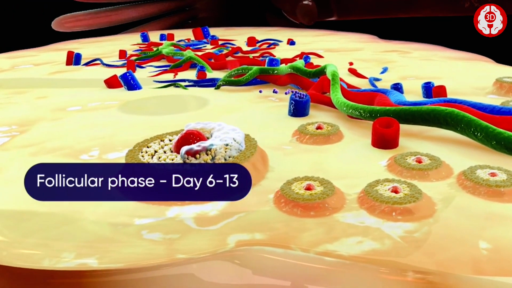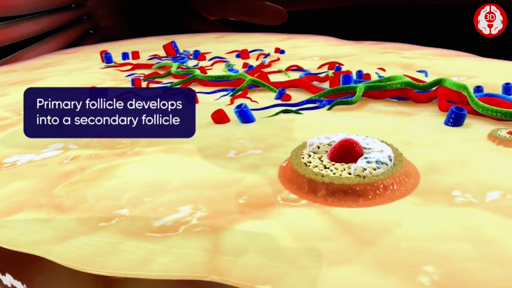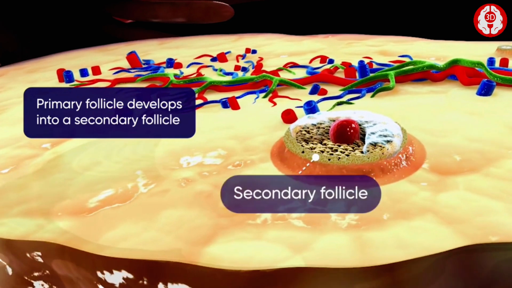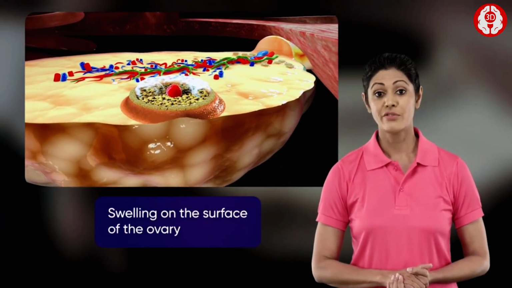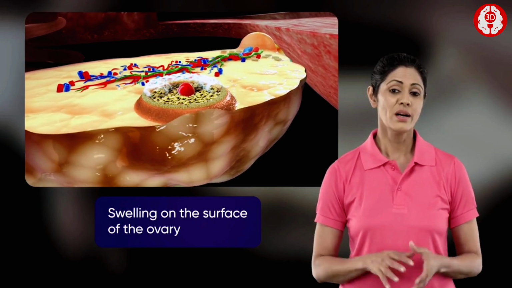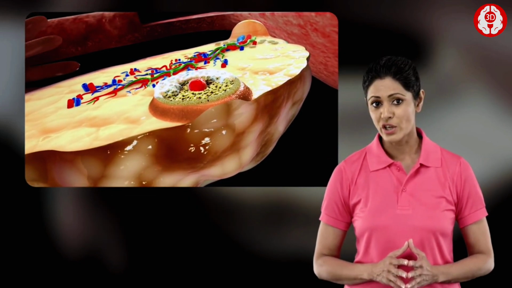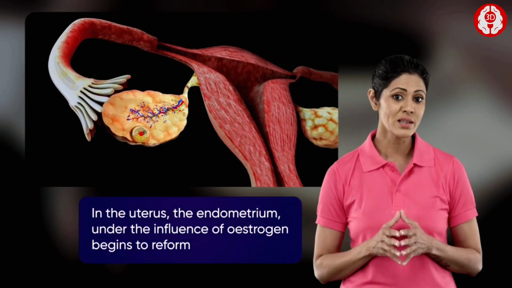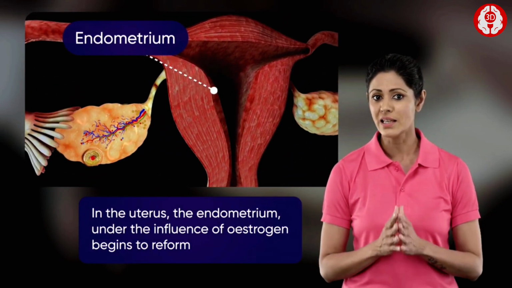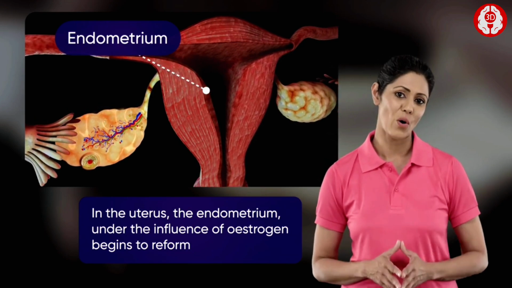From day 6 to day 13 is the follicular phase. Here the primary follicle develops into a secondary follicle. Prior to ovulation, the follicle expands to form a swelling on the surface of the ovary. While maturation of the follicle is taking place in the ovary, in the uterus, the endometrium, under the influence of estrogen from the ovary, begins to form.